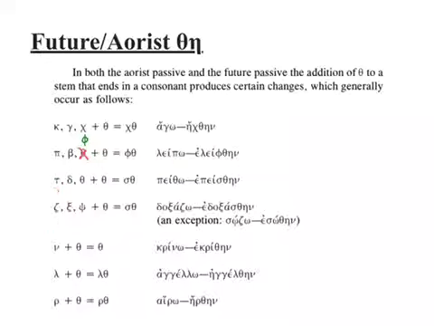So your dental ones, the ones you pronounce with your teeth and your tongue: tau, delta, and theta. Plus a theta, those drop out, and actually a sigma is added in its place. So pascho would be epesthēn. And the sibilant ones, at least the zeta, xi, and psi, plus the theta, there would be a sigma also plus the theta.